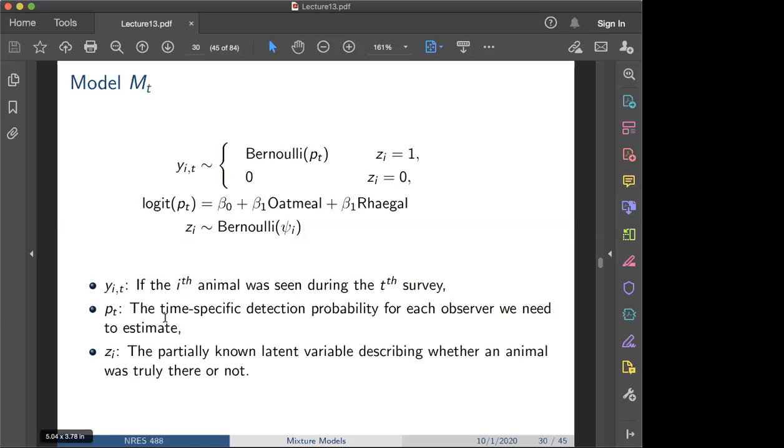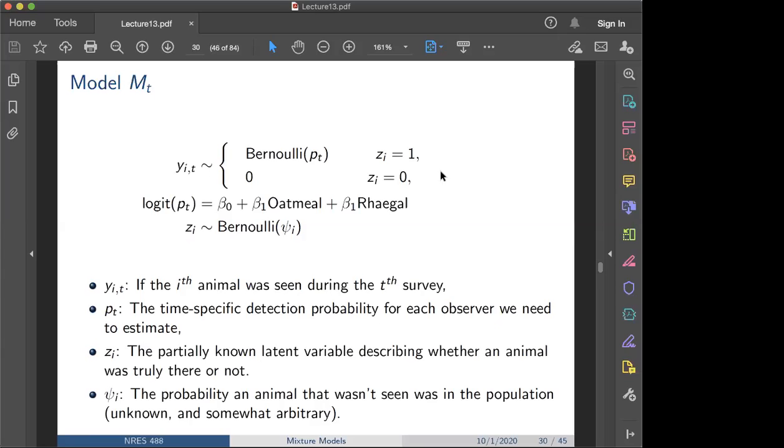Now it has a subscript, the time-specific detection probability for each observer that we need to estimate. And again, Zi is the partially known latent variable describing whether an animal was truly there or not. And psi is the probability an animal that wasn't seen was in the population.